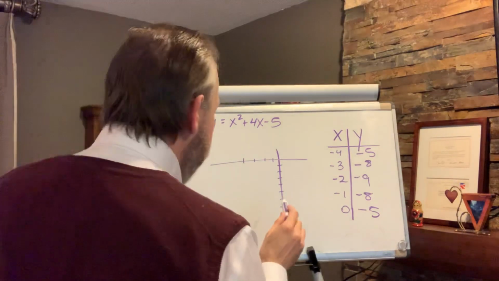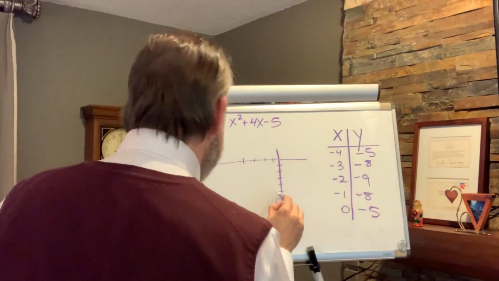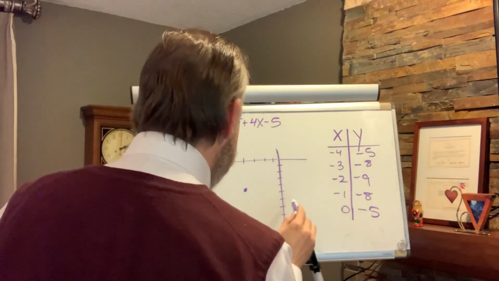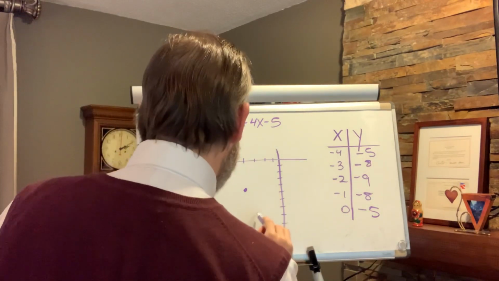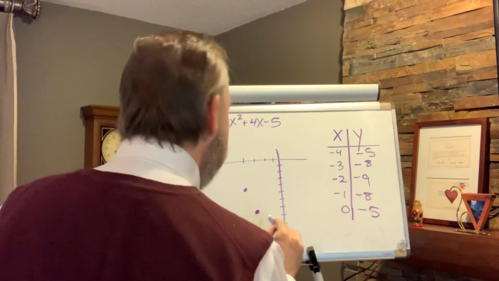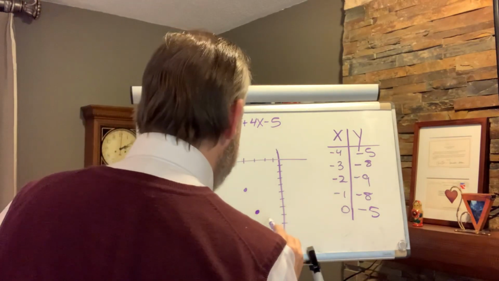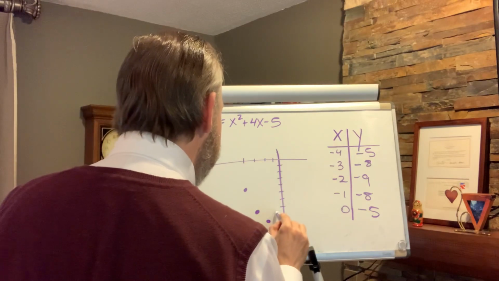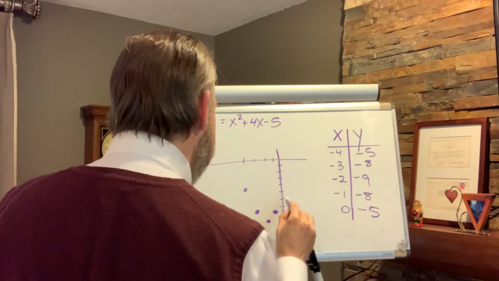Negative 4, negative 5, so 4 to the left and 5 down is over here. Negative 3, negative 8, so 5, 6, 7, 8, so down over here. Negative 2, negative 9, the vertex down there. Negative 1, negative 8. And then 0, negative 5.